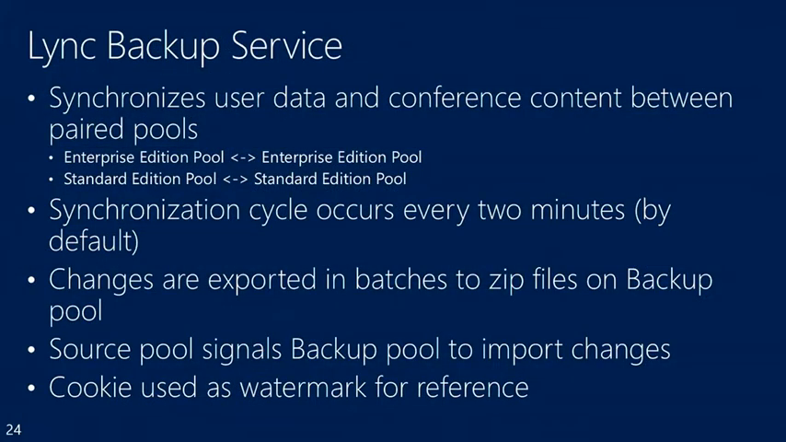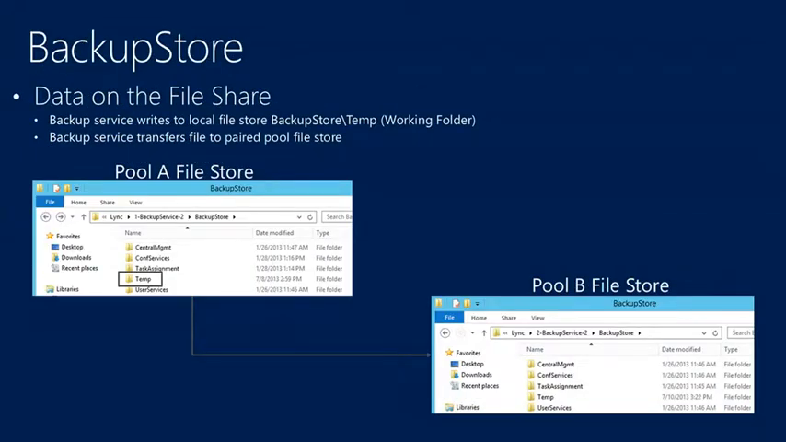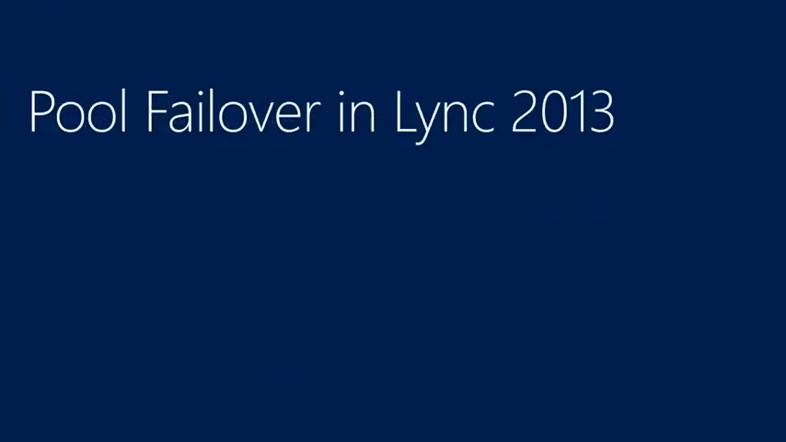Backup service, as we said, is the method that the data goes from pool 1 to pool 2 and inverse, so pool 2 to pool 1. We're replicating data both ways. We export the data, put it in a zip file, copy it to the other pool, and use a little cookie as a watermark so we know what is the most recent or the most up-to-date information on the other side. There's a file share that we leverage for that pool export data. That's where we store that zip file. The other server will read that in when we need to bring it back.